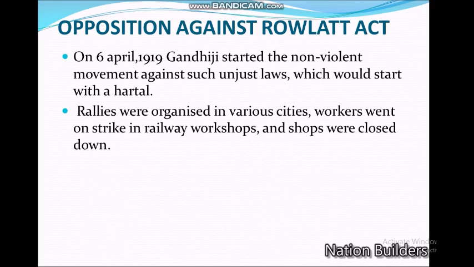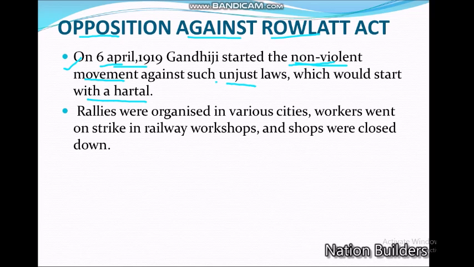Opposition against the Rowlatt Act. How did people oppose this act? On 6 April 1919, keep the dates in mind, Gandhiji started the non-violent movement. This movement is called non-violent because it does not involve any violence. Against such an unjust law, the Rowlatt Act, he started with the Hartal. The Hartal was declared on 6th April 1919 by Gandhiji, and this was the starting of the non-violent movement.